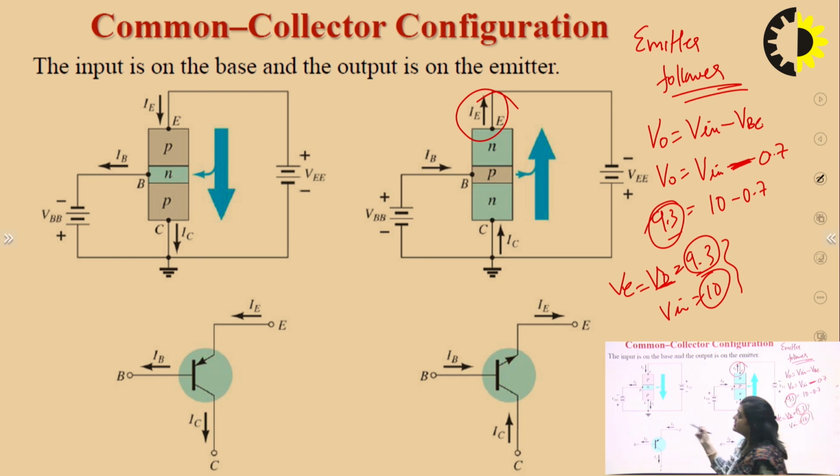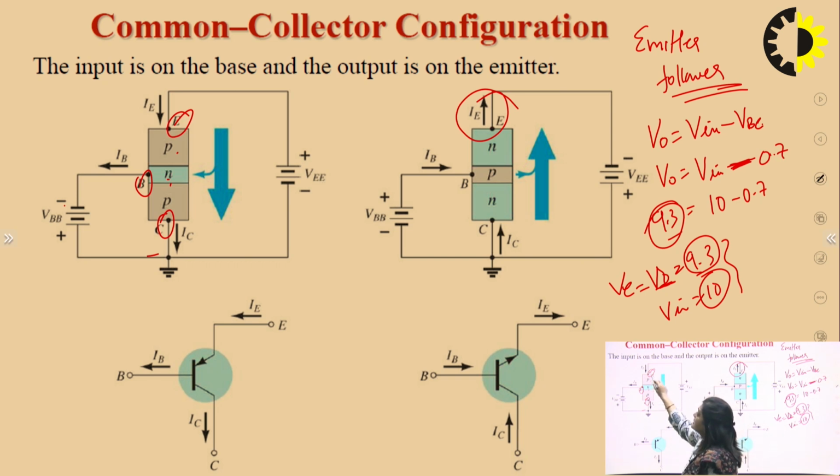So here we can see the common collector configuration. This is the PNP. This is our emitter, this is base, and this is collector. Now the collector will be on the input side as well as the output side. So here the input circuit is always forward biased. So the base and collector form the input circuit, and they will be connected in forward bias. So this N will be connected with the negative supply and this P will be connected with the positive supply.